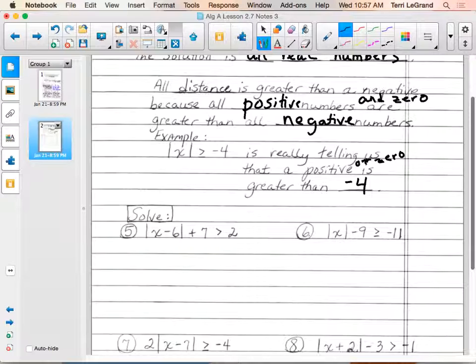Pick a number from the number line for me. Noah, what number do you want to pick? I don't care what it is. 21. Okay, we're going to put it in here. What's the absolute value of 21? 21 is greater than -4. Is 21 greater than -4? Absolutely. Okay. Aurora, pick a number for me. 5. Okay. What is the absolute value of 5?